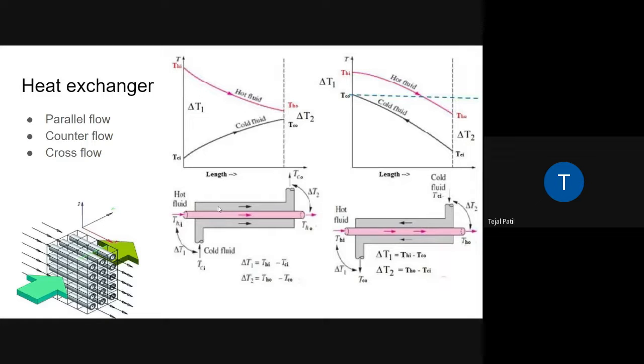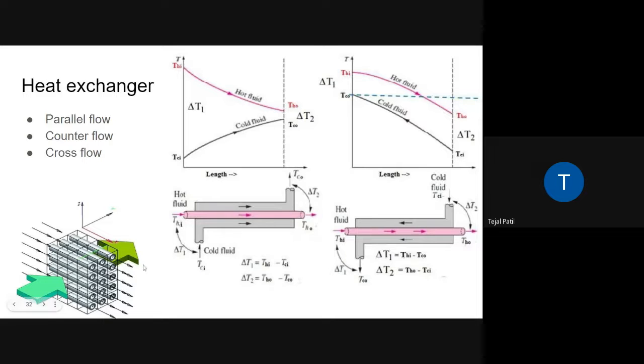If the directions of the colder fluid and the hotter fluid are the same and parallel to each other, that type of heat exchanger is known as a parallel flow heat exchanger. The next one is the counter flow heat exchanger. Here the hotter fluid and colder fluid are parallel to each other, but the directions are different. The hotter fluid goes in one direction, and the colder fluid moves in exactly the opposite direction. That type is known as a counter flow heat exchanger.